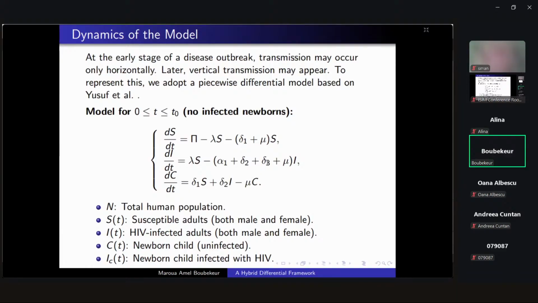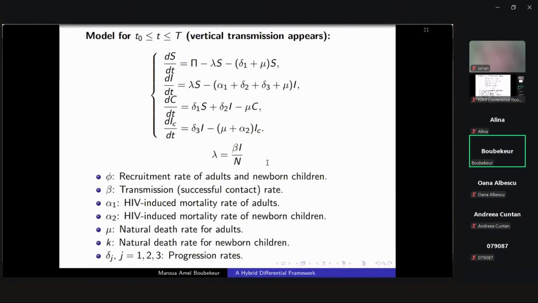In the first phase, from time 0 to T0, the disease transmission is only horizontal. There are three populations: susceptible adults, infected adults, and newborn children. After time T0, vertical transmission began. We added a new equation for newborns that are infected at birth. The piecewise structure allows us to describe the change in transmission dynamics.